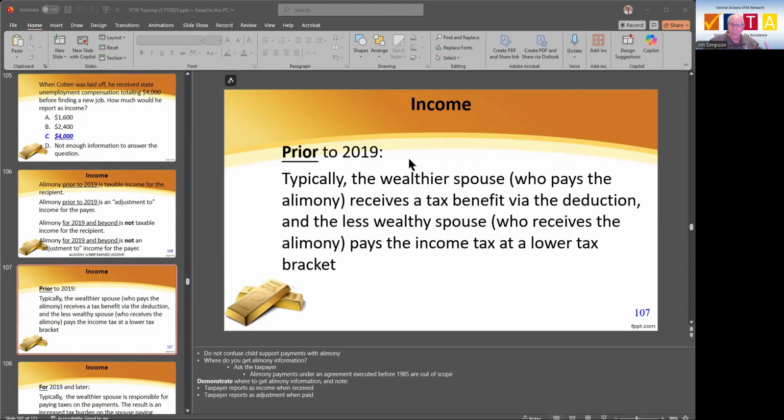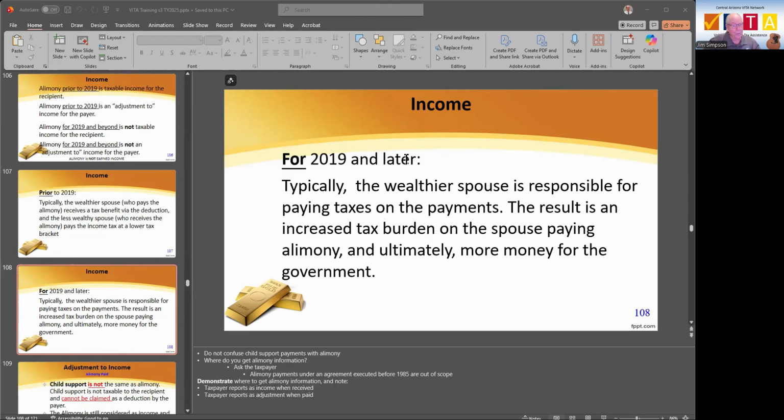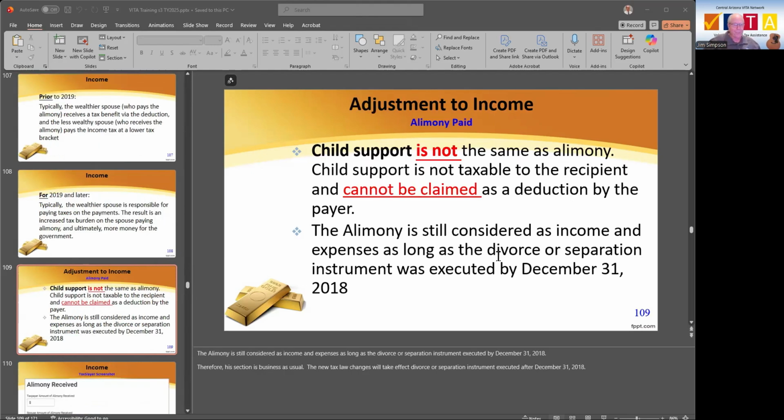So that's on the intake and interview form. It asks you, were you divorced? If yes, when? And you've got to look at it. Also look at the prior year tax return. That's a big clue as to how to do things. So now for 2019 and later, it's usually the wealthier spouse that's responsible for paying taxes on the payments. That's why the taxes kind of went up for that. And now the spouse that's receiving the alimony is actually getting more money for that.